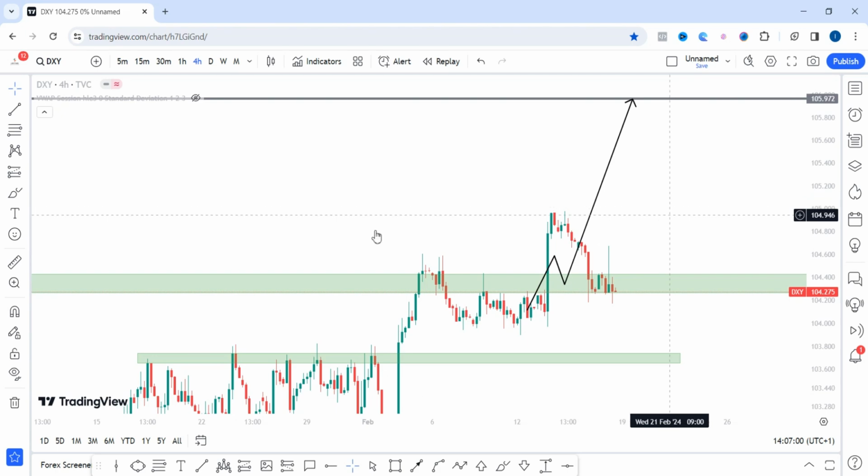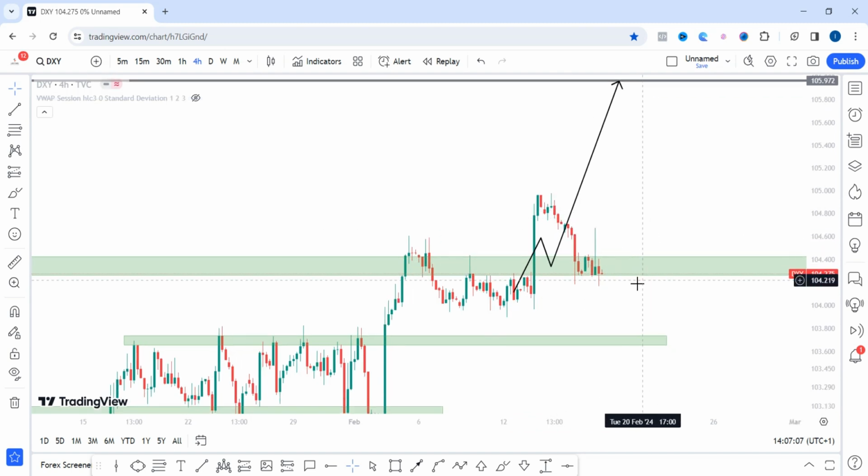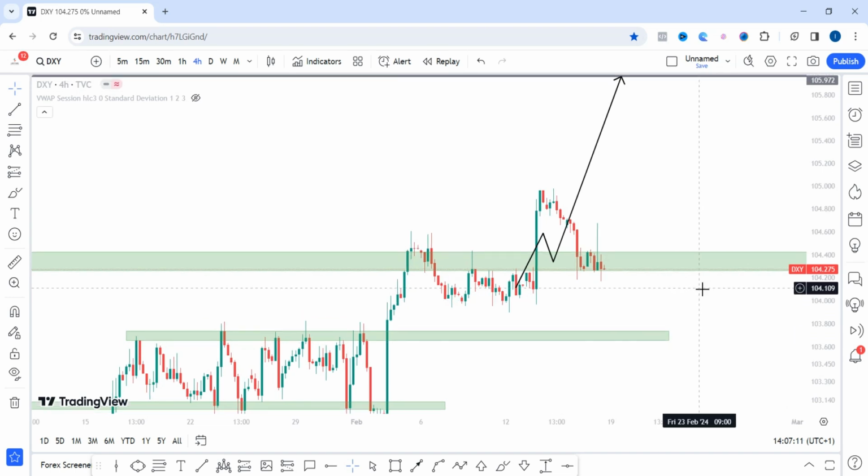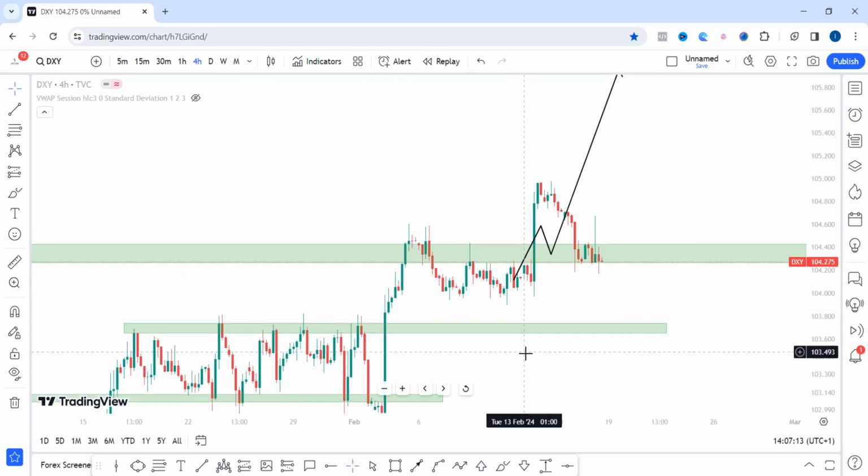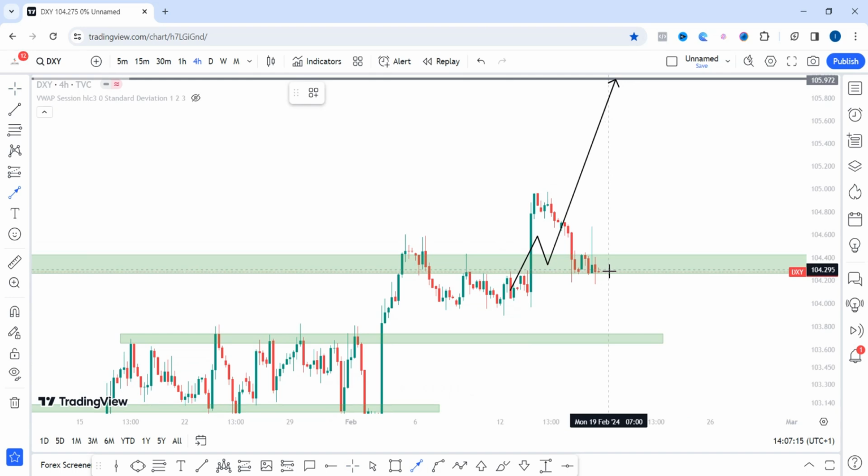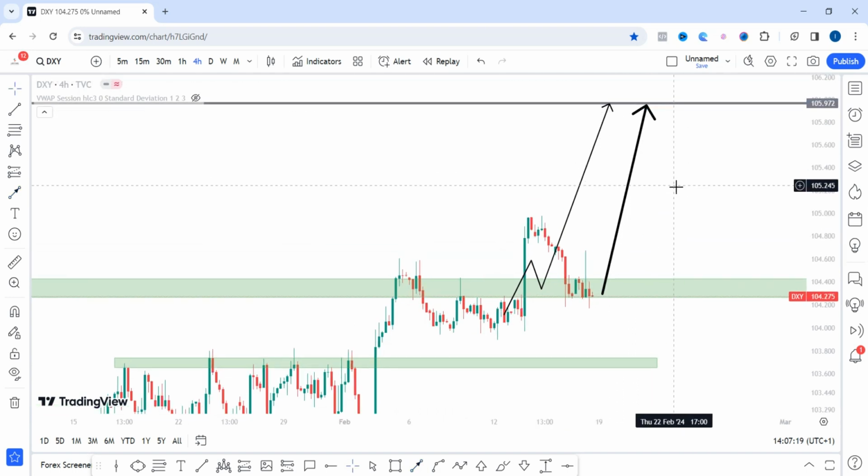So as you can see, price actually went with the second option, gave us a new higher high, came back for a retest. Now, we don't know if price is going to continue higher or lower next week. But as it stands right now, I would like to see price continue higher from this point next week. So that will mean a strong US dollar.